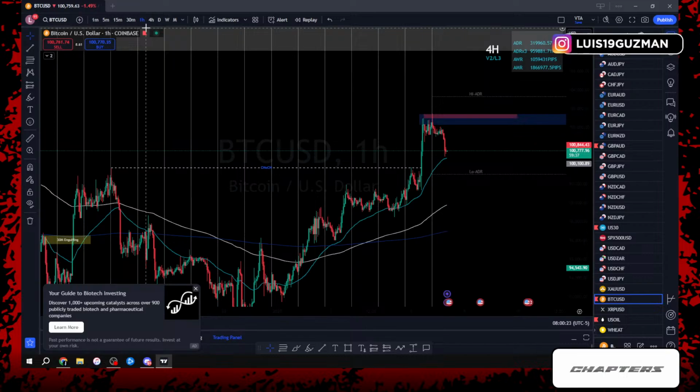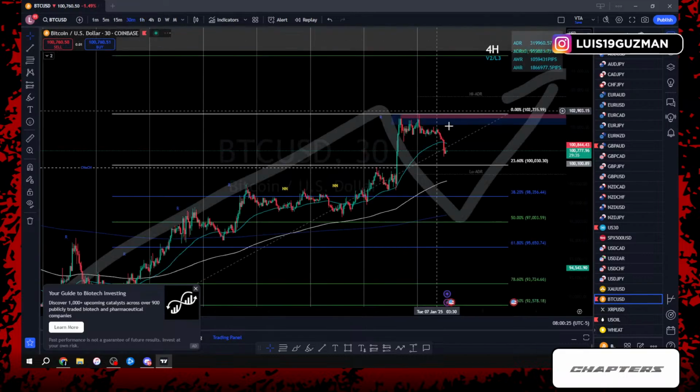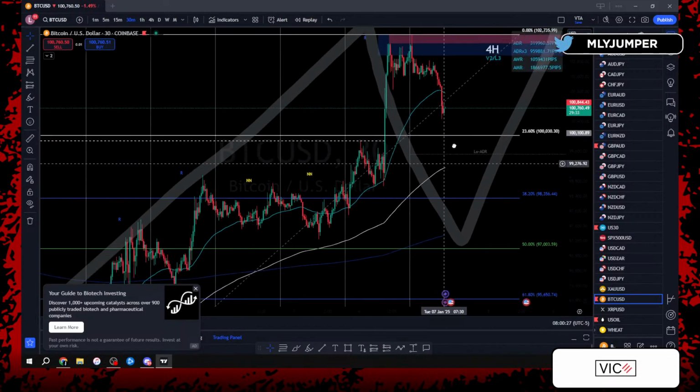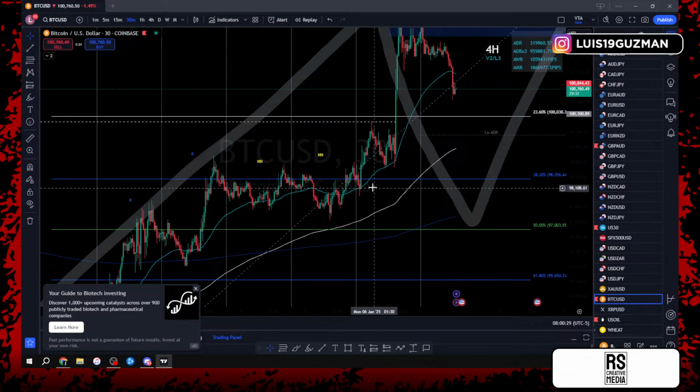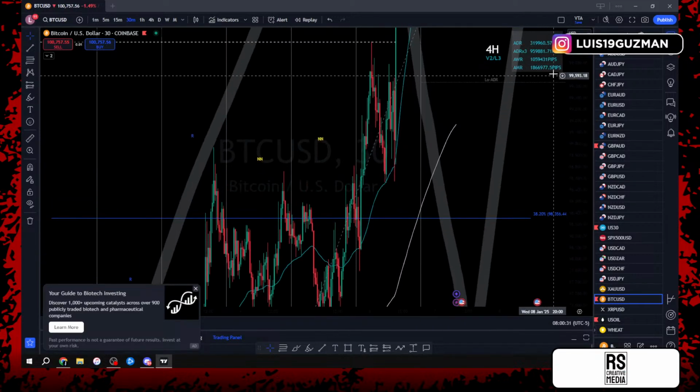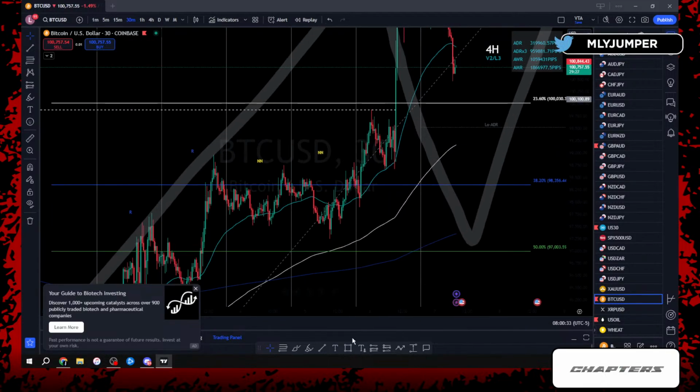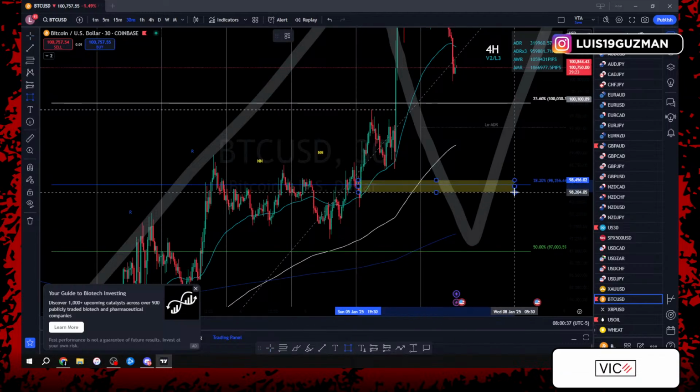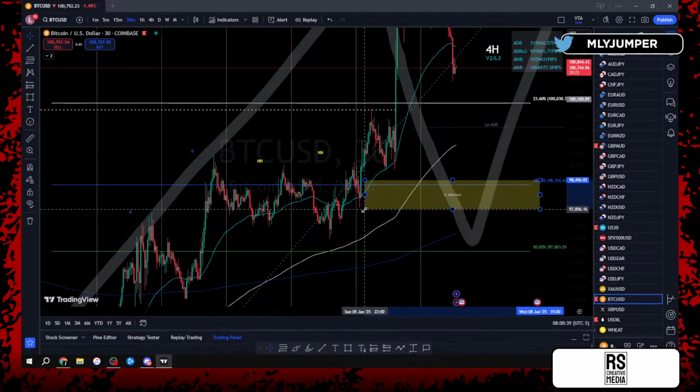Right now in the 4-hour, no engulfing candles, nothing in the 1 hour. In the 30-minute, we have a small engulfing candle here, but is it valid? Yeah, it is. Okay, so we'll draw this one out. And notice how this engulfing candle is right on the 38.2 retracement.